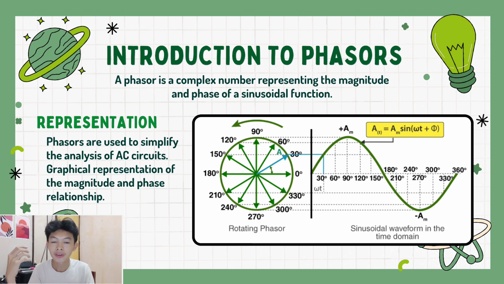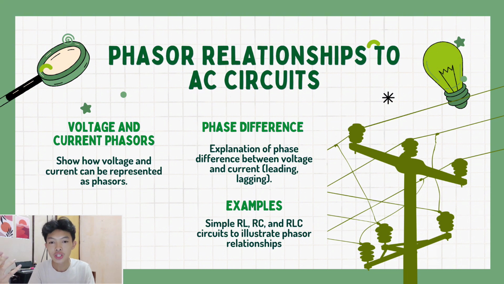So let's proceed to the relationship of the phasors to the AC circuit. So what is its goal in AC circuits? In AC circuits, we often use phasors to show how electricity moves through different parts of the circuit. For example, voltage and current phasors. This phasor shows the relationship between the voltage, or the push, and the current, the flow in the circuit.